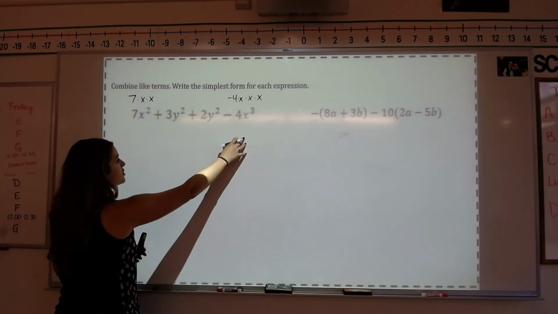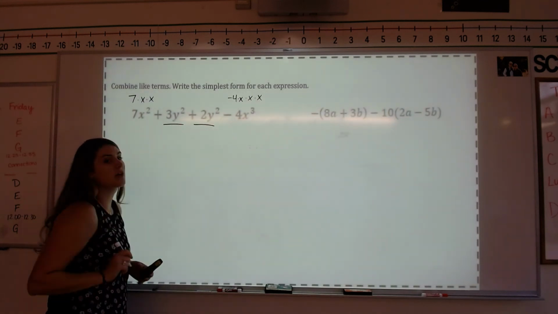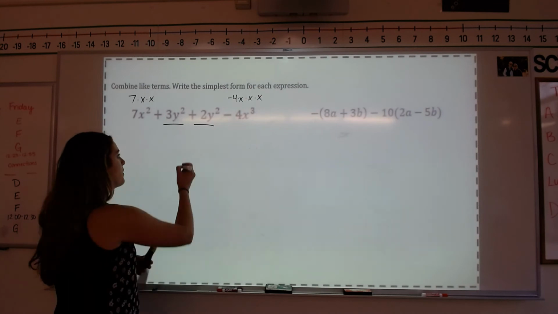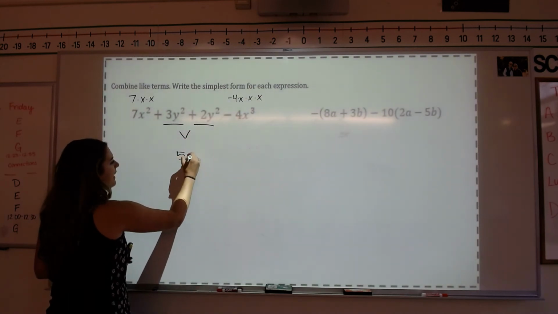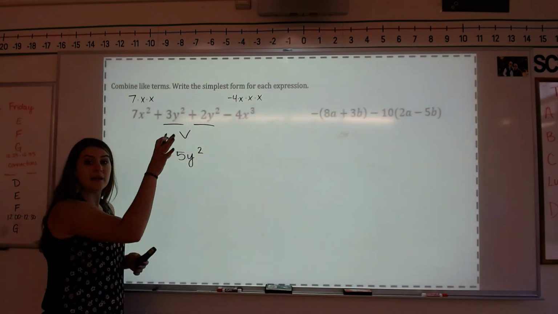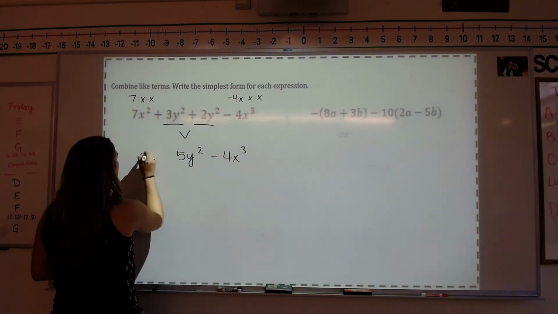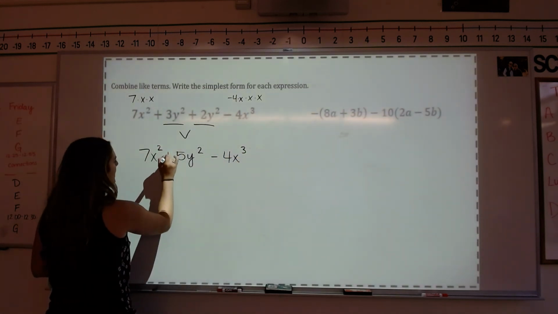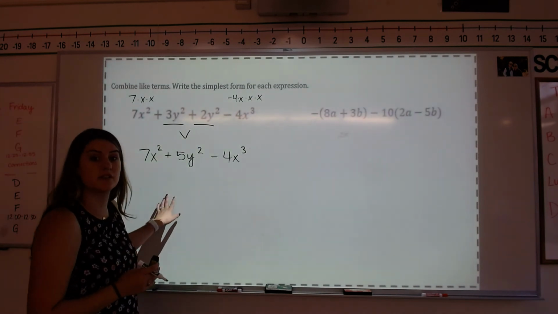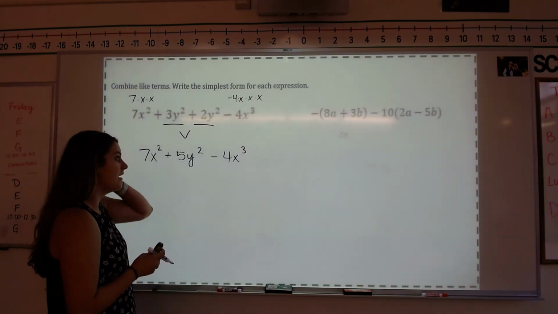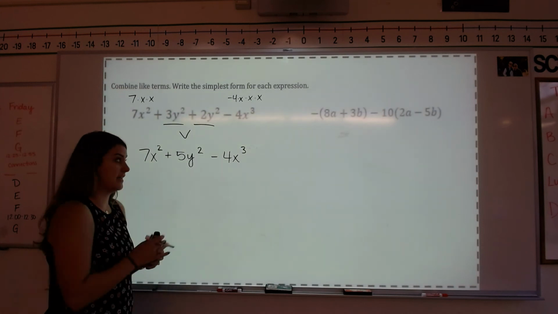In this expression, the only 2 that are like terms are our y squareds. So I'm going to combine those for 5y squared, and then I'm going to bring everything else down. So minus 4x cubed and my 7x squared. This is simplest form. There's nothing else that can be done. There's no more like terms that we can simplify.